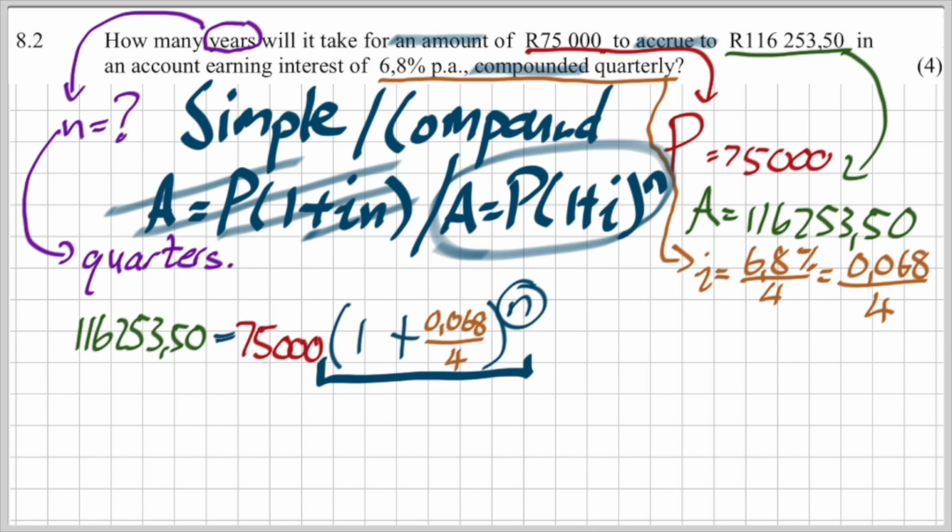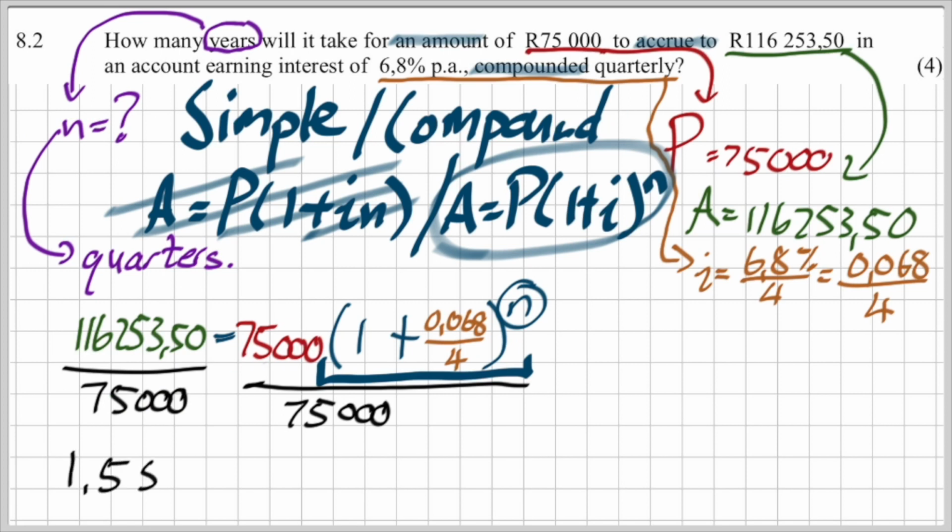So first, before I can calculate N, I have to isolate my bracket. So isolating my bracket, I'm going to divide both sides by 75,000, and I get an answer of 1.550, blah, blah, blah. I'm again not going to round that off at all. Remember, in maths, ladies and gents, you only round off in your final answer. Do not round off in the middle. You've got an awesome calculator. Use it. Learn to use it wisely.